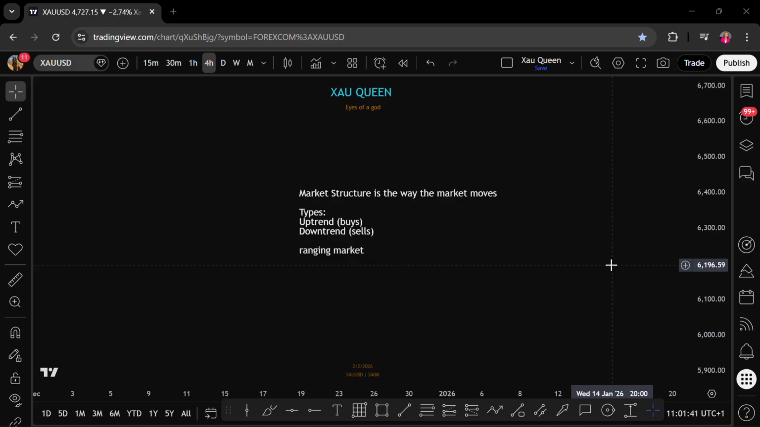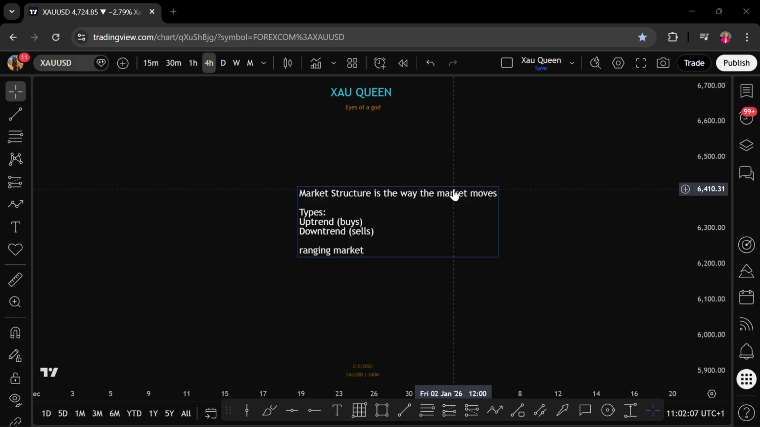So what is market structure? Market structure is simply the way the market moves, the direction the market is moving. Now we have two ways the market moves. We have a trending market, and then we have a ranging market. Now, in a trending market, we have an uptrend and we have a downtrend. In a trending market, the market trends either to the upside or to the downside.